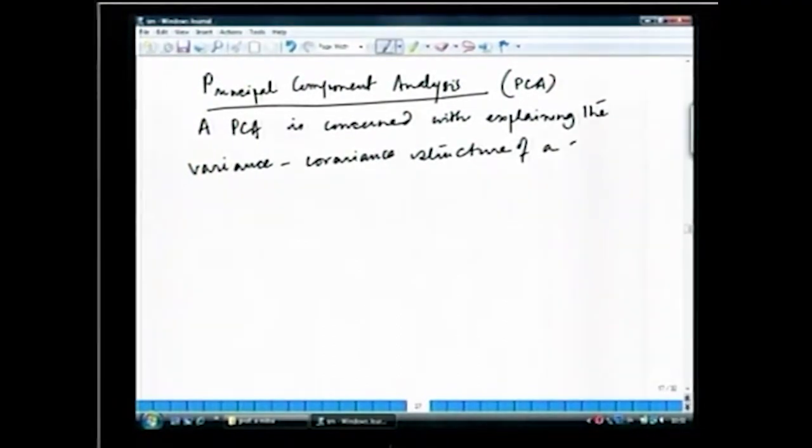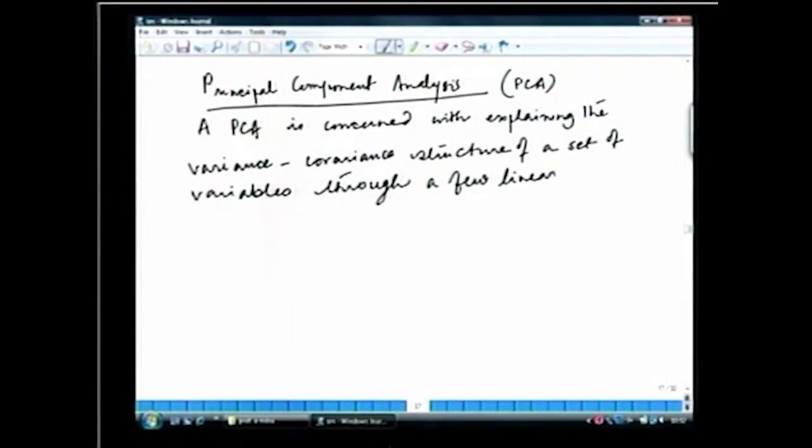of a set of variables through a few linear combinations of these variables. This few can be really very few, like even k equal to 2 or 1 may be good enough to explain the total variability.